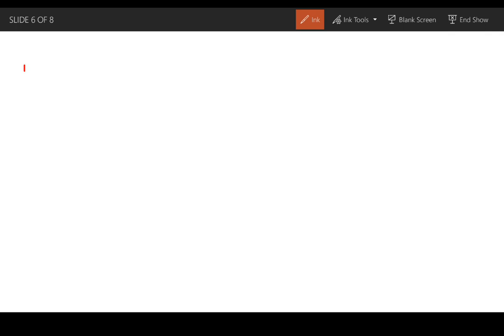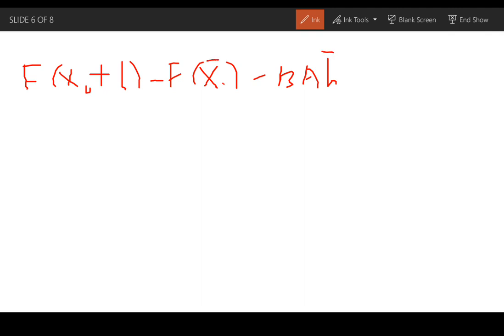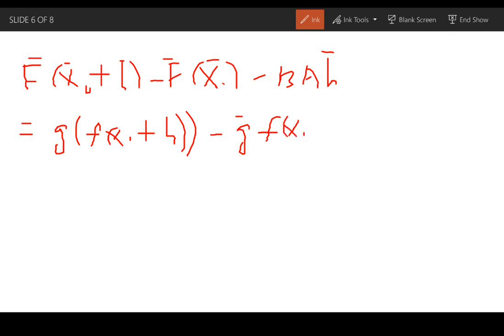I will write f of x naught plus h minus f of x naught minus A h, A vector h, everywhere vector is there, equal to g of f of x naught plus h minus g of f of x naught minus A h.